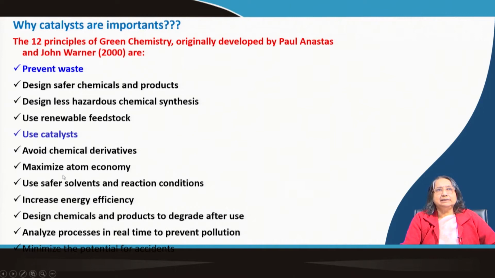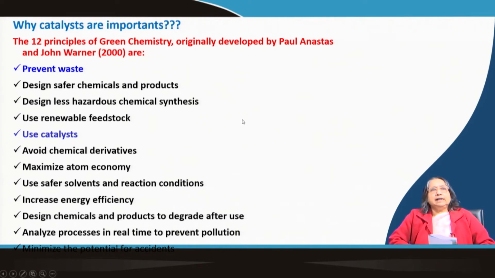Okay. Then maximize atom economy, avoid chemical derivatives, use safer solvents and reaction conditions, increase energy efficiency, design chemicals and products to degrade after use, analyze, like this there are. So, you can see that use of catalysts is also there in these principles.